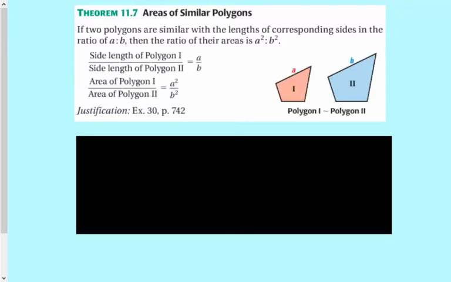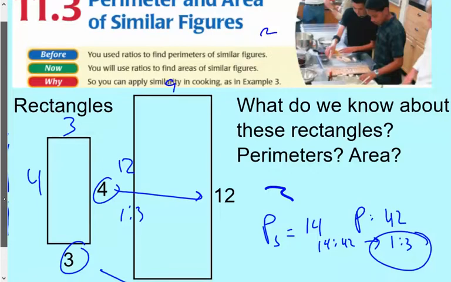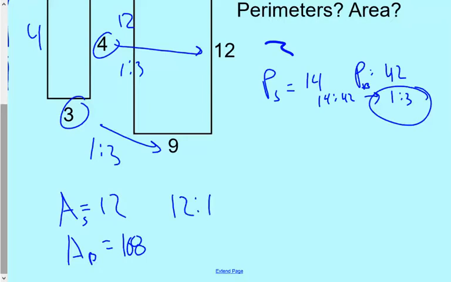I suppose I should talk about the area too while I'm at it. The area of the small one is 4 times 3, which is 12. And the area of the big one is 9 times 12, which is 108. Now if I compare the relationship of their areas, 12 to 108, the ratio is just a comparison of two things, and that reduces to 1 to 9.